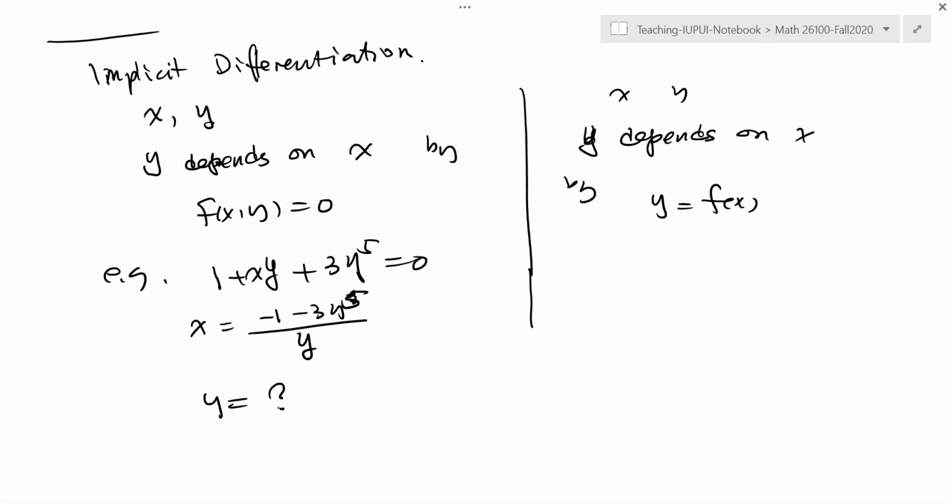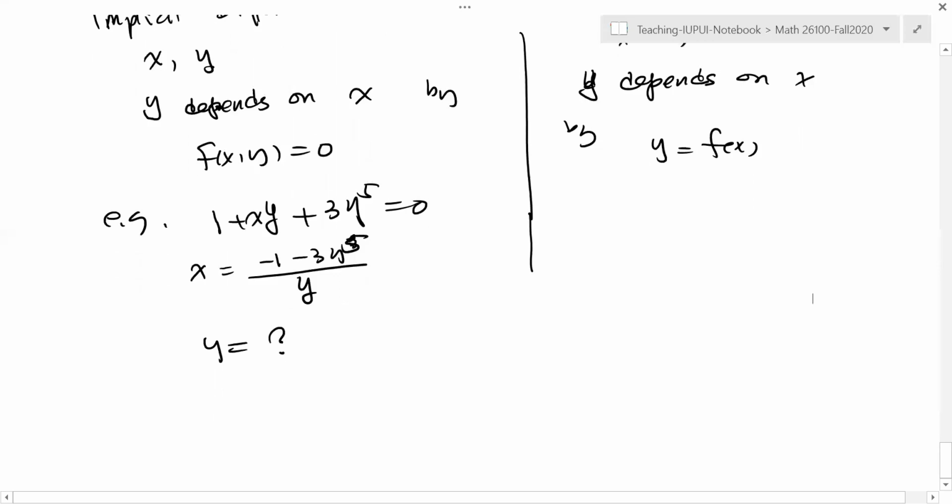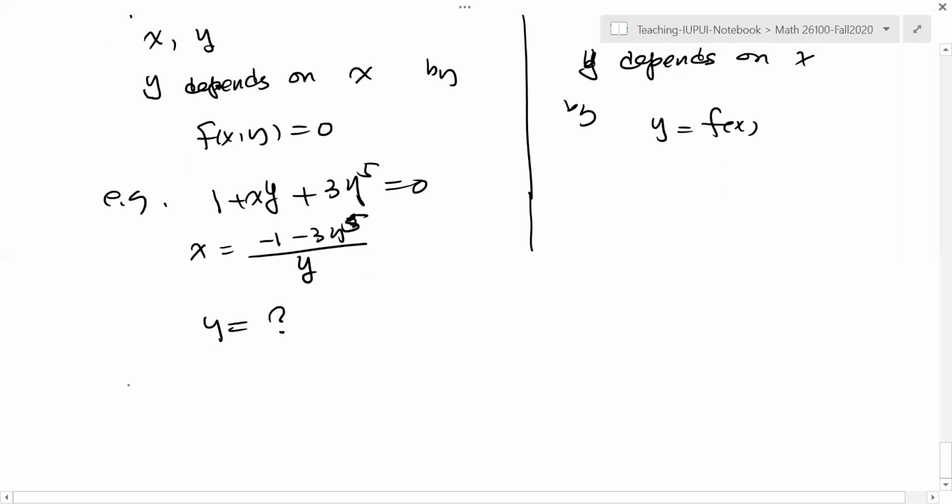So sometimes there's no way to give explicit expressions using elementary functions for the dependency. It's not always the ideal case y equals f of x. But how do I find the derivative? How do I find the derivative of y with respect to x? Implicit differentiation. Remember, here it's only two variables.